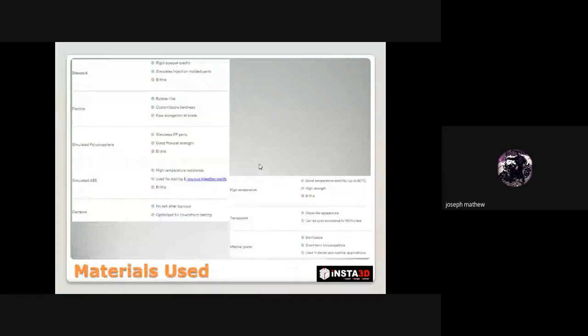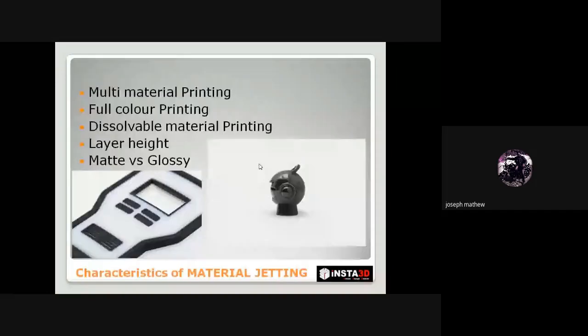These are the materials used in PolyJet or material jetting 3D printers. One is the standard material, flexible, simulated polypropylene PP material, simulated ABS material, castable material, high temperature material, transparent, and medical grade materials are also available in material jetting 3D printers.